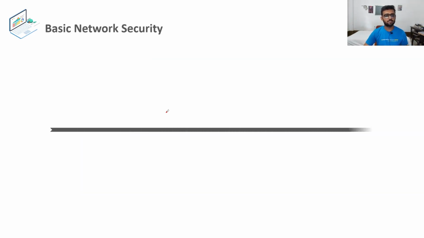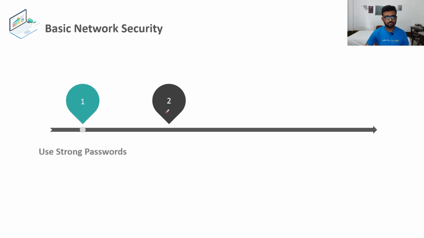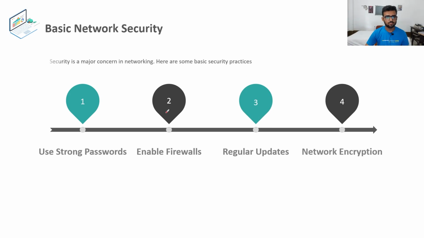The next thing is basic network security. Security is a major concern in networking. Here are some basic security practices. The first thing is to use strong passwords. Ensure all the network devices have strong, unique passwords. You must ensure that your password is strong, so you will be secure from any threats or cyber attacks.